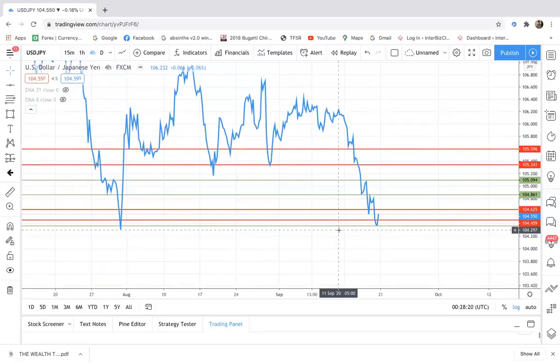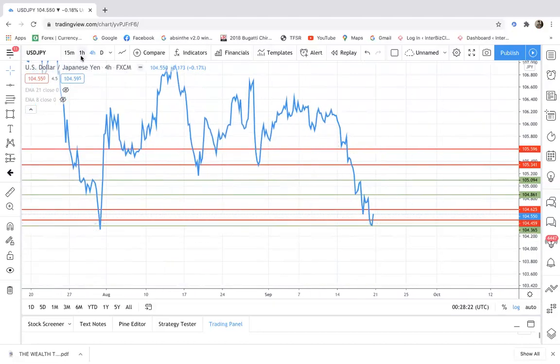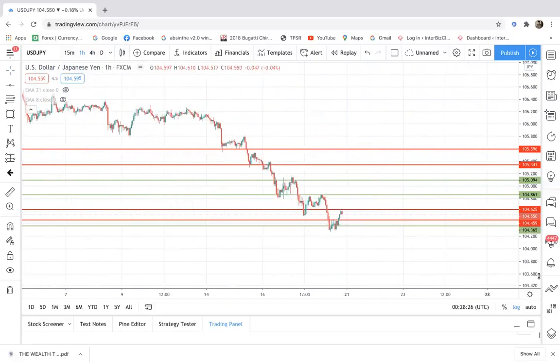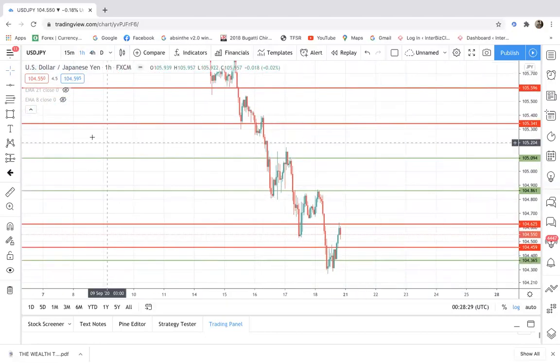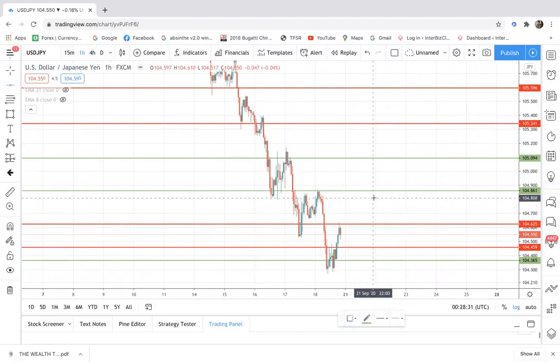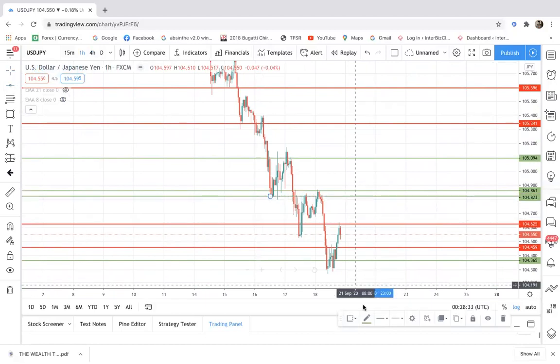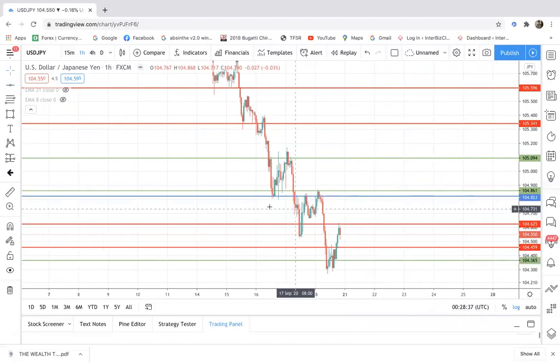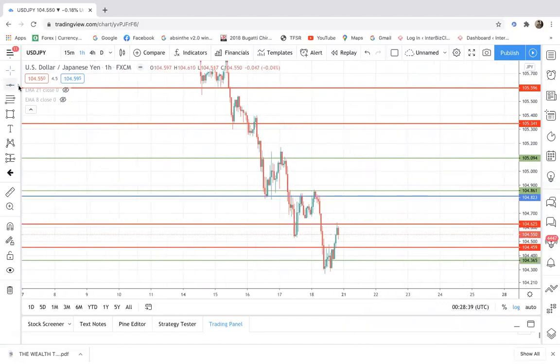Once I've done that on the 4-hour, we go down to the 1-hour, and on the 1-hour we go to the candles. On the candles, we look for indecision levels. So I'm going to go ahead and mark this up. I like to go by the wick, and I'm going to color code this as blue.